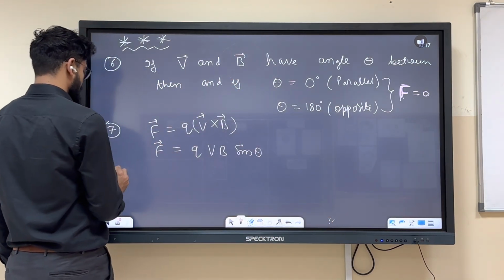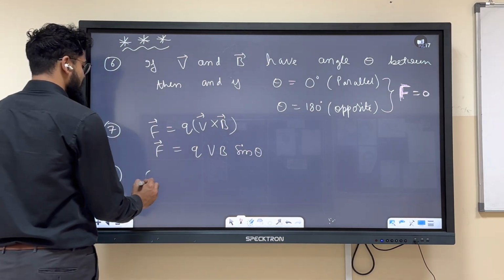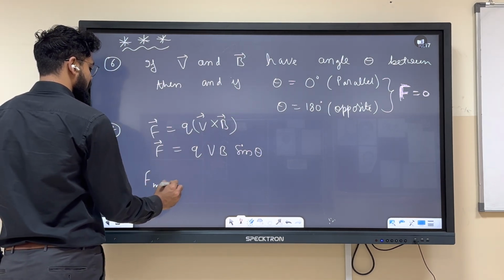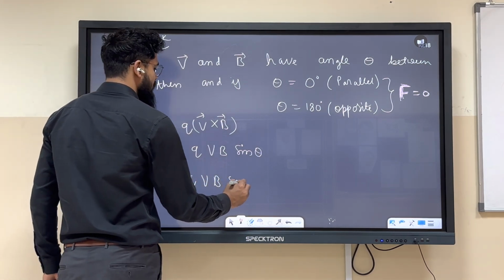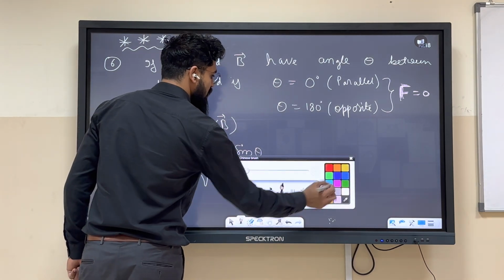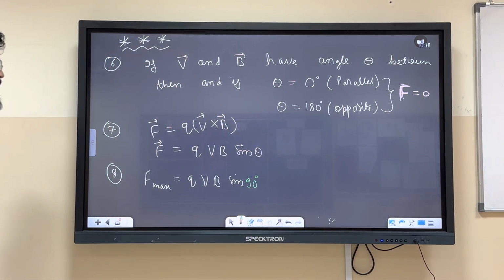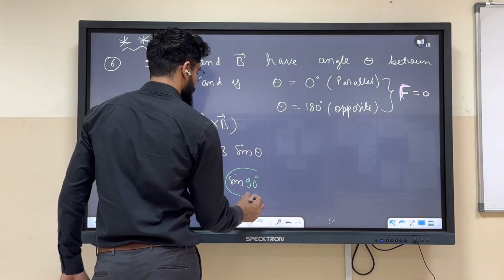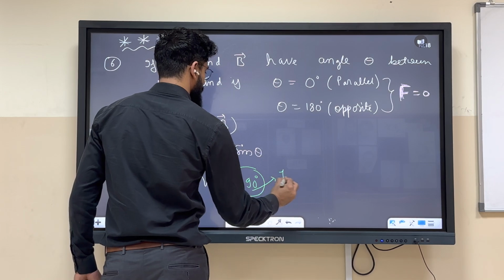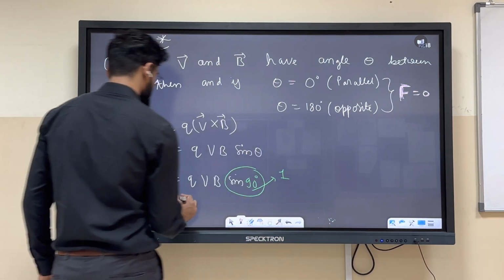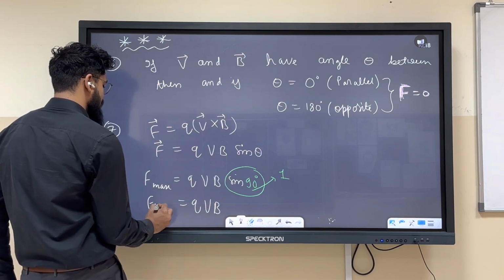So if someone is asking you, see, F max is there when Q V B sine 90 is there. Very logical thing, because sine is maximum at 90 degree. So answer will be just Q V B. Correct? This is the maximum force.